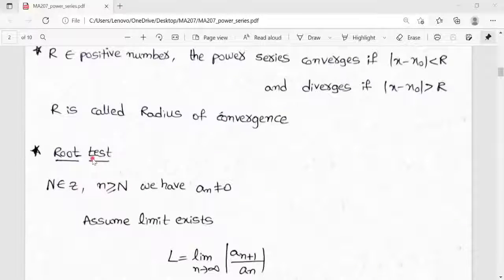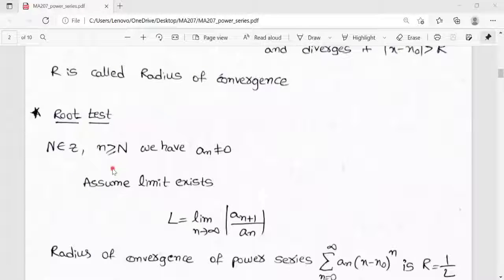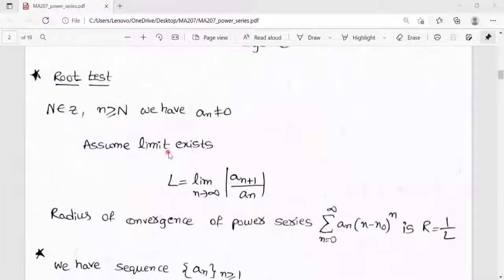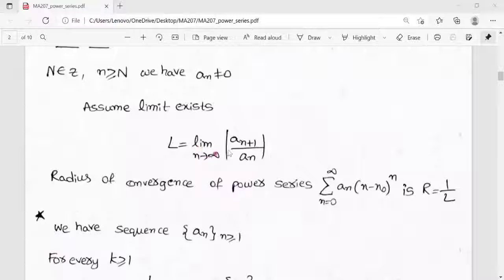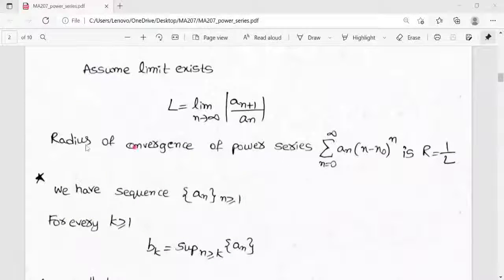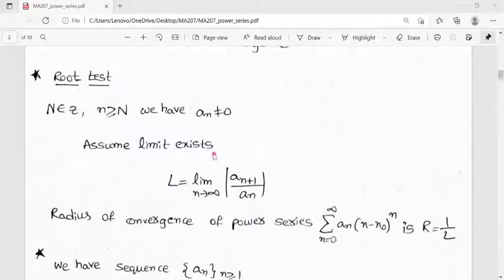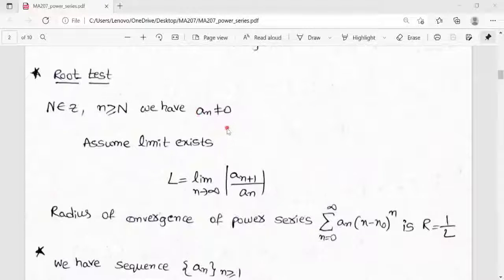We have two methods. The first method is the ratio test, where the limit L is equal to a n plus 1 by a n, the ratio of the coefficient of x minus x naught whole power n plus 1 to the coefficient of x minus x naught whole power n. So the radius of convergence is 1 by L. We can find the radius of convergence using this formula, but we should be careful that a n should not be 0.